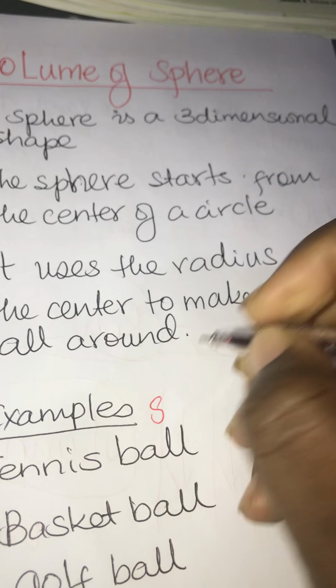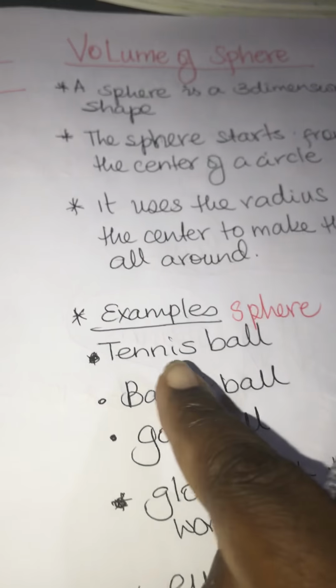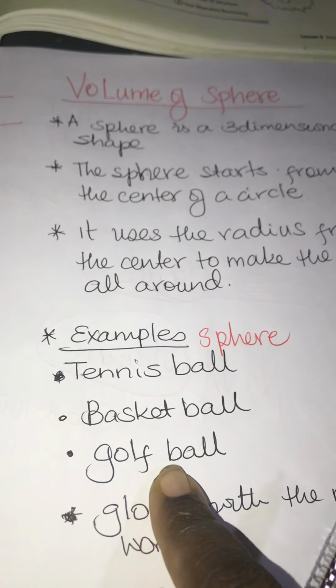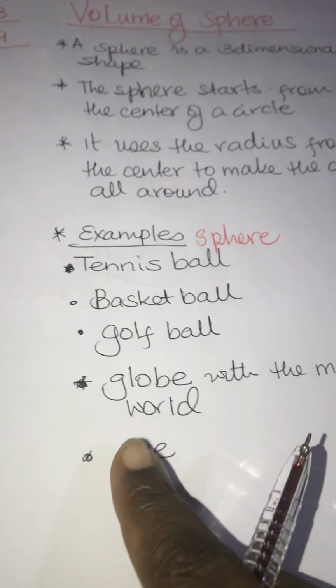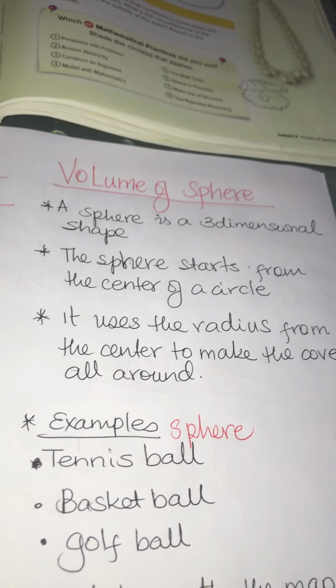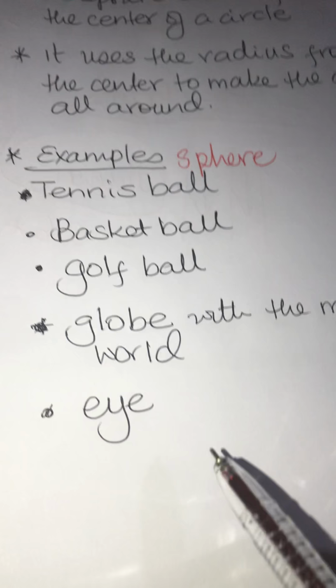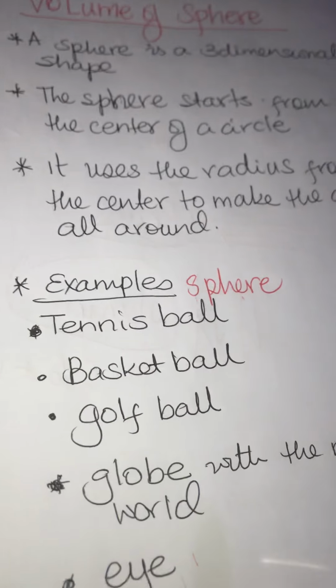Examples of a sphere. Your tennis ball, your basketball, your golf ball, the globe where you have the map of the world. And your eye, the eye that you use for seeing. That one is also a sphere.